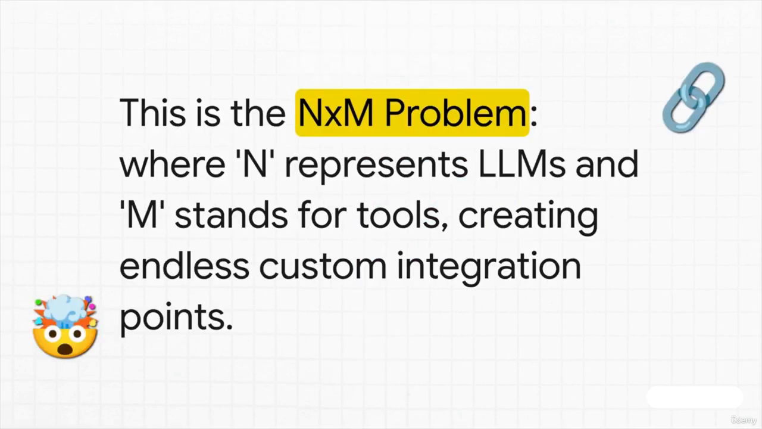And this isn't just some small annoyance. It actually has a name, the N by M problem. Just picture it. You've got N different AI models, Claude, Gemini, GPT, you name it, and M different tools, your GitHub, your Slack, your company's internal database. Trying to connect every single one to every single other one, well, it's an explosion of custom connections that you have to build, you have to test, and you have to maintain.